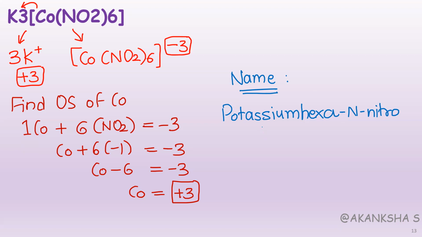Okay, then we have cobalt. But since our complex carries a negative charge, it becomes cobaltate. Cobaltate what? Cobaltate 3. So we have potassium hexa-N or directly hexanitrocobaltate. Let's try to move further.